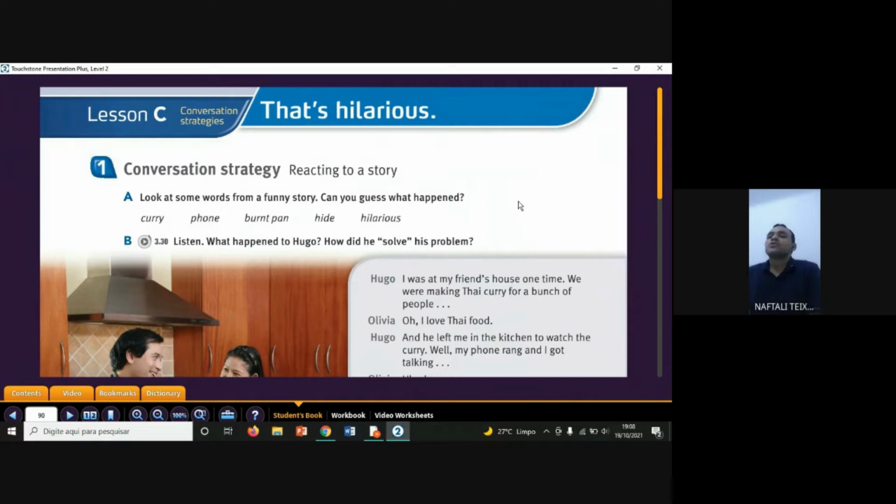Então, hoje nós vamos estudar a Lesson C e a Lesson D. Yeah, two lessons, right? Duas lições que a gente vai ver hoje de forma bastante sucinta, bem rápida, porque elas são lições simples. A Lesson C, the title of the Lesson C is That's Hilarious. That's Hilarious. Que significa... qual uma palavra que a gente pode utilizar para hilarious? Uma palavra sinônima que vem à sua cabecinha.